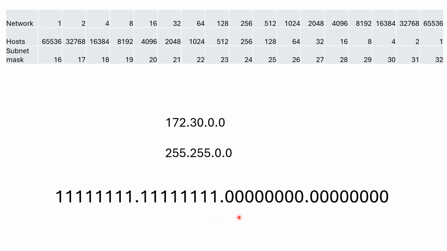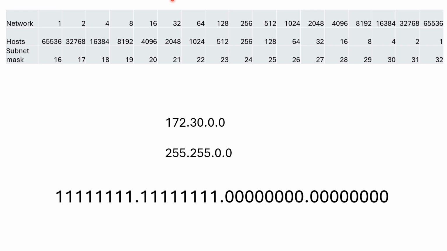If you use all the IPs in one network, you can have 65,536 hosts. And if you make two networks, each network will have 32,768 hosts. And every time the subnet mask will increase by 1, as we saw in the previous example. You can see it here in the table, the number of networks and hosts. There is something I wanted to show you here.